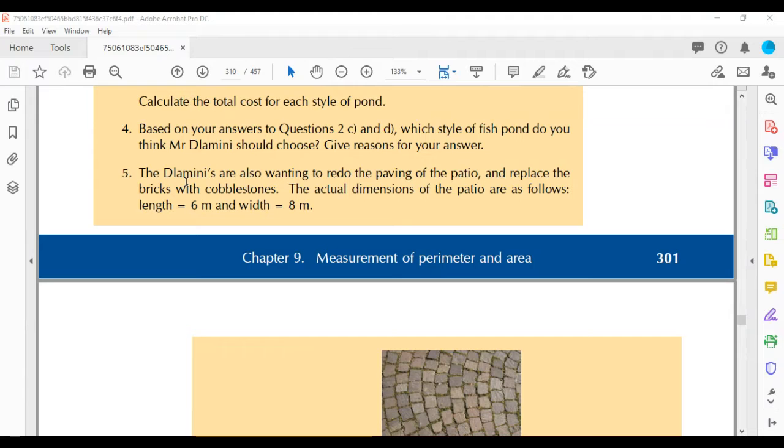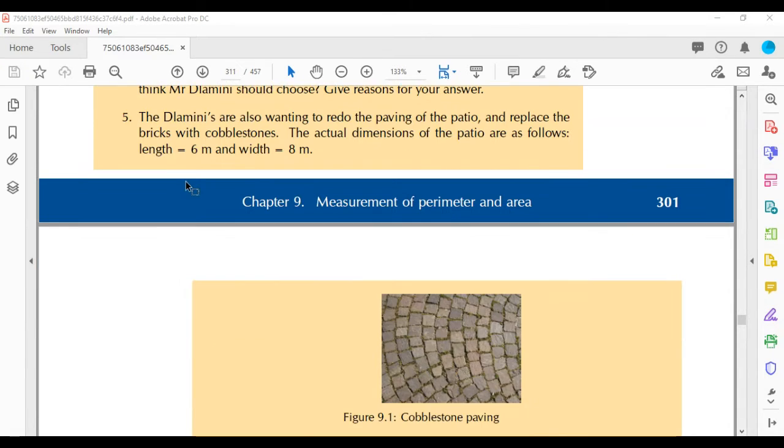Question number 5 is saying, Mr. and Mrs. Lamin are wanting to redo the paving of the patio and replace the bricks with cobblestones. The actual dimensions of the patio are as follows. Length is equal to 6 meters.